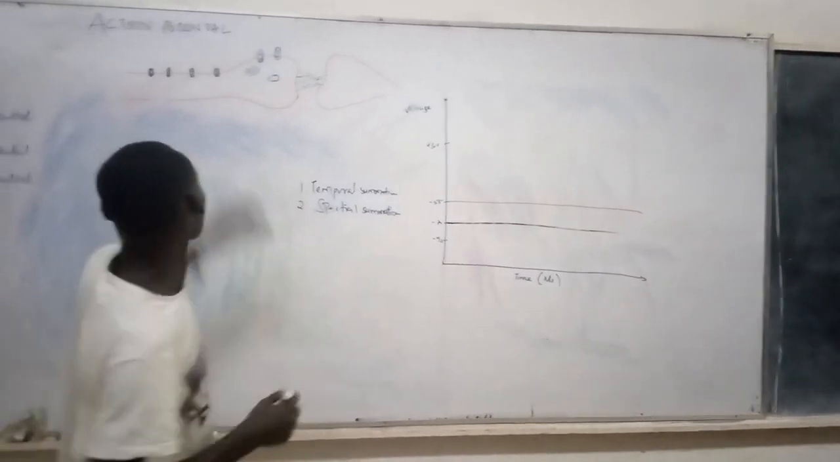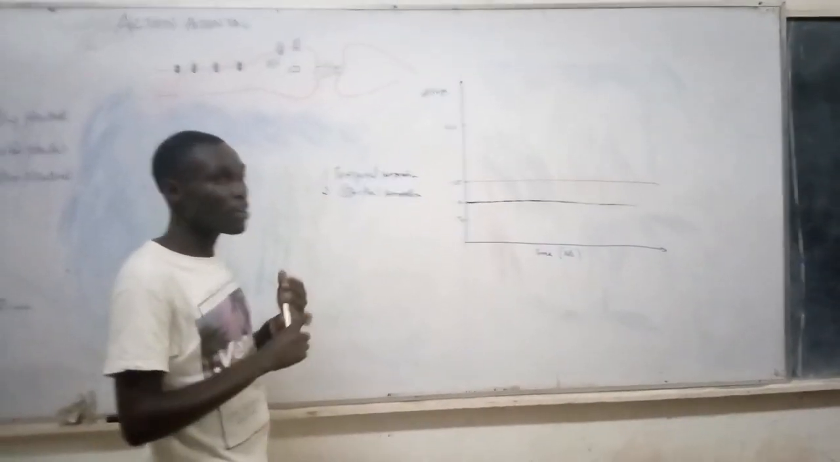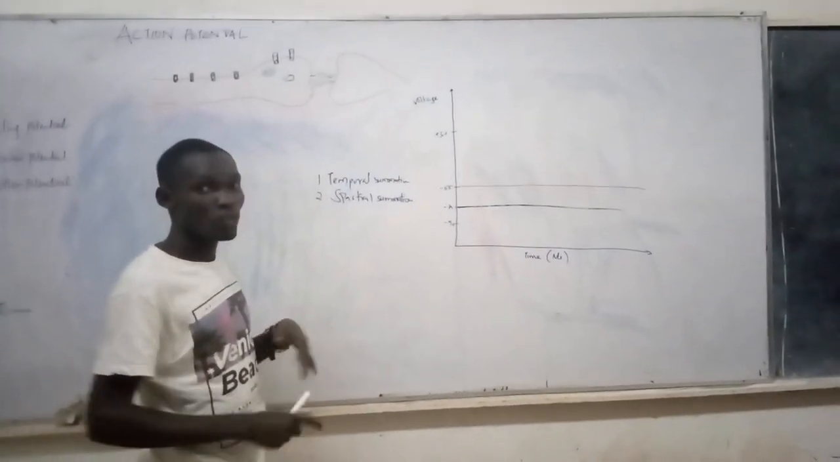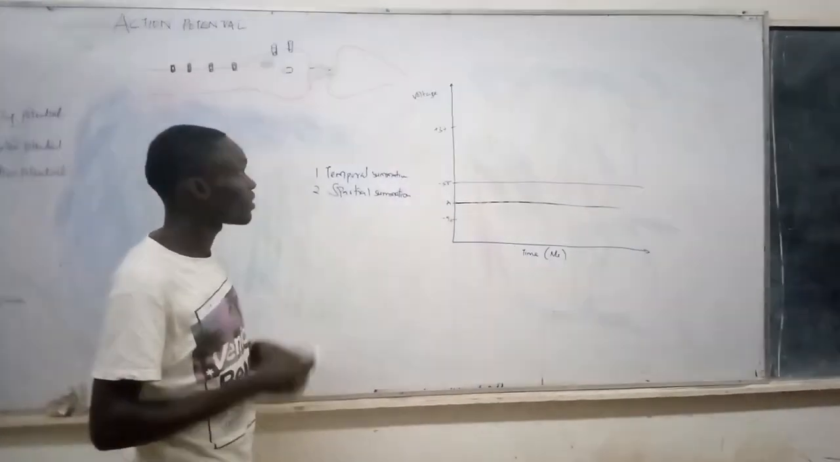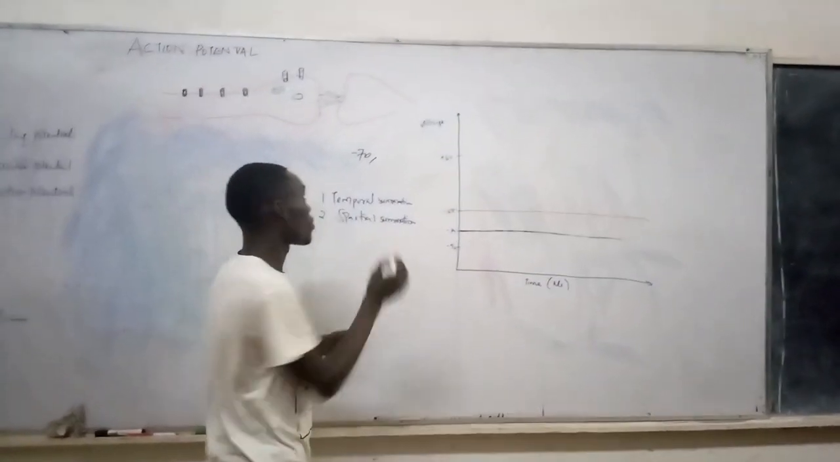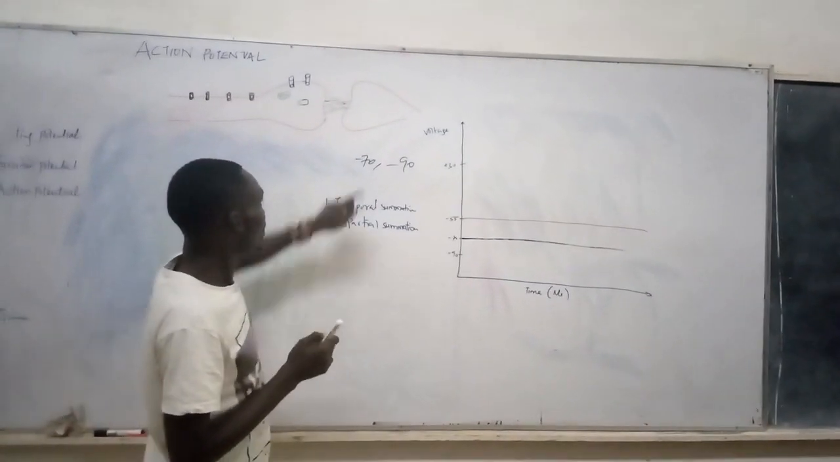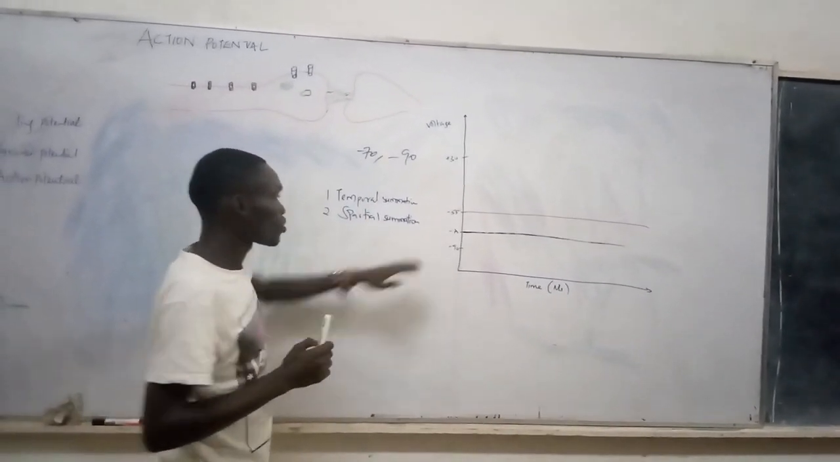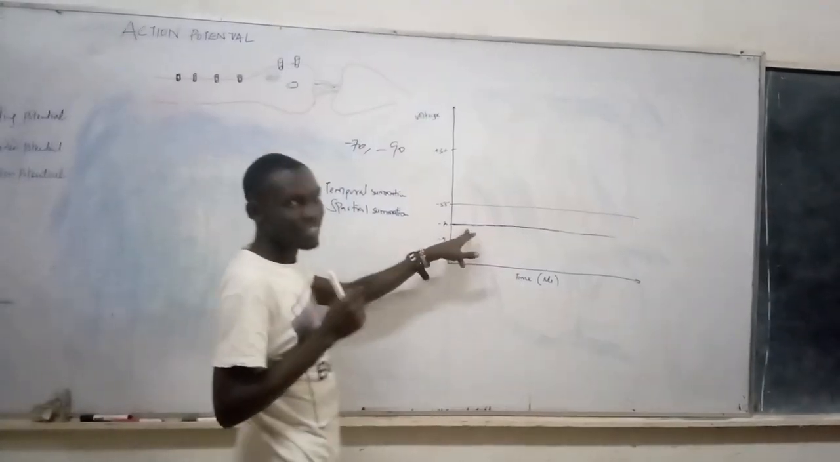Today's video we are going to look at action potential. In our previous videos we talked about resting potential and graded potential. Resting potential, the voltage difference for the charge, is negative 70, though some will tell us negative 90, but the majority is negative 70. So when the membrane is at rest, the charge is negative 70.